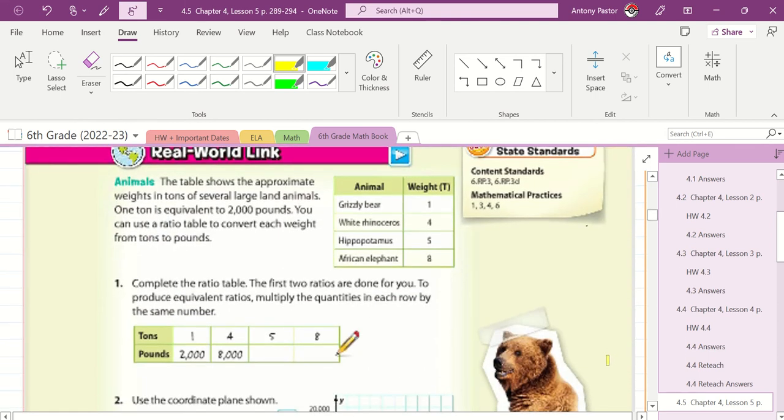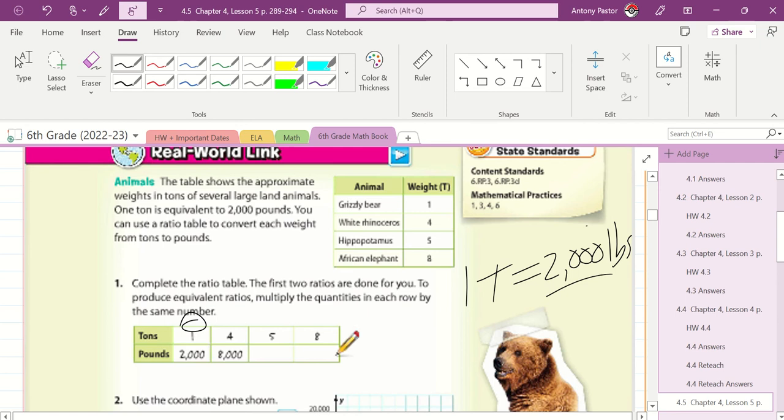The real world link. The table shows the approximate weights in tons of several large land animals. 1 ton is equivalent to 2,000 pounds. You can use the ratio table to convert each weight from tons to pounds. So, if we look at our table, grizzly bear weighs 1 ton, white rhino weighs 4 tons, hippo weighs 5 tons, African elephant weighs 8 tons. Now, as the information that was given to us says, 1 ton equals 2,000 pounds. Now, what we would normally do is we would see how many tons and then just multiply it by 2,000.